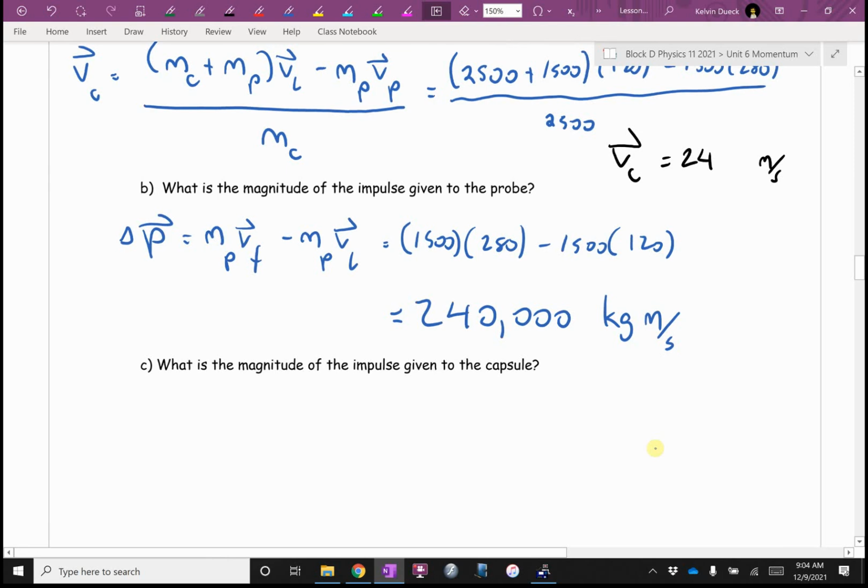Is that okay, Callie? Same thing. Am I right? People nodding? All right, what's the impulse given to the capsule? It lost 240,000 kilogram meters per second.